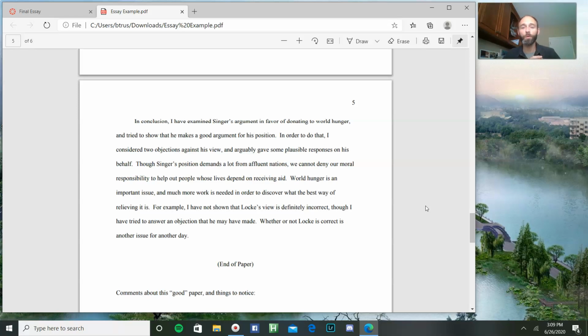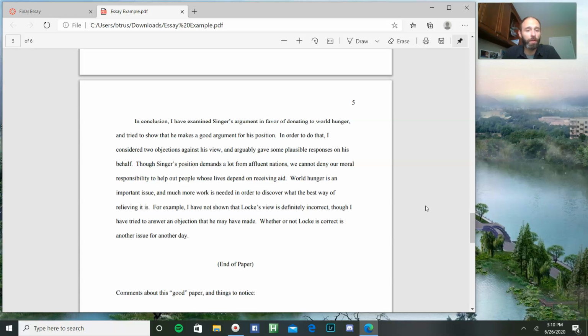This is called a closed writing style, so no surprises throughout. You lay out what you're going to do briefly in the beginning, you do it, then you sort of bookend it, you say what you did at the end. Though Singer's position demands a lot from affluent nations, we cannot deny our moral responsibility to help out people whose lives depend on receiving aid.